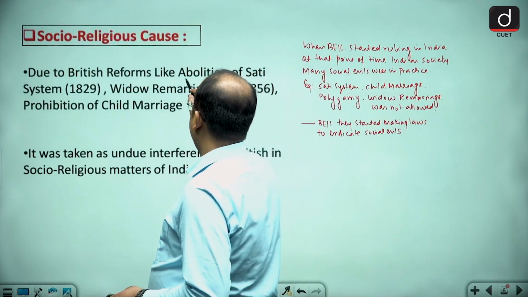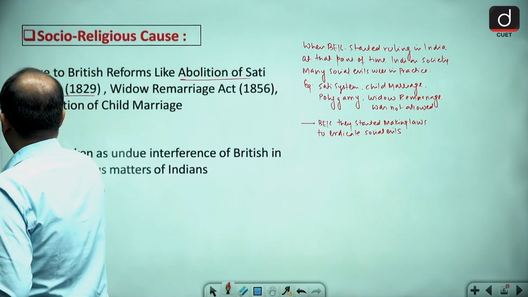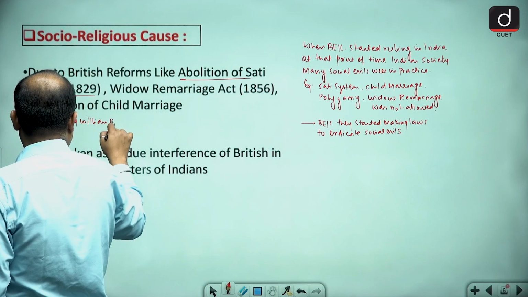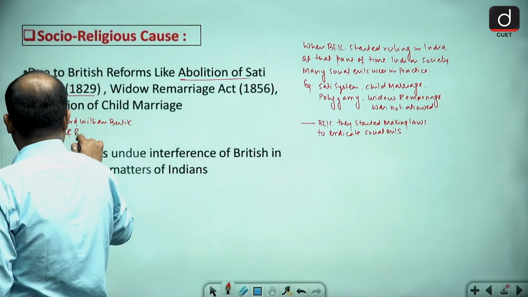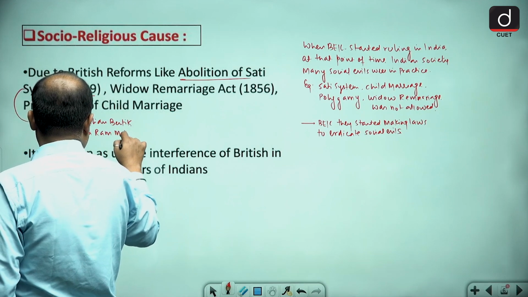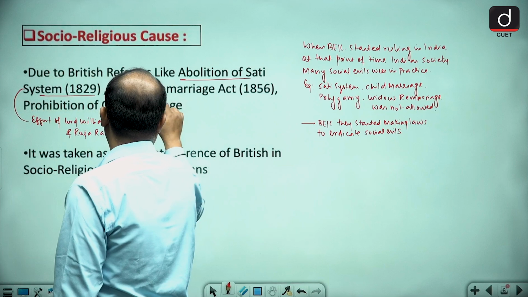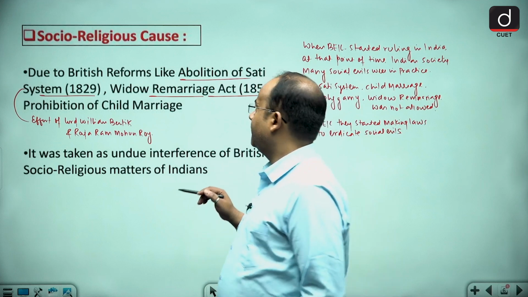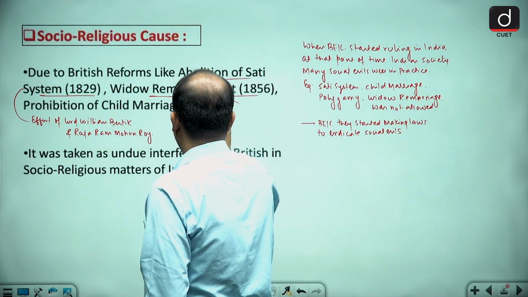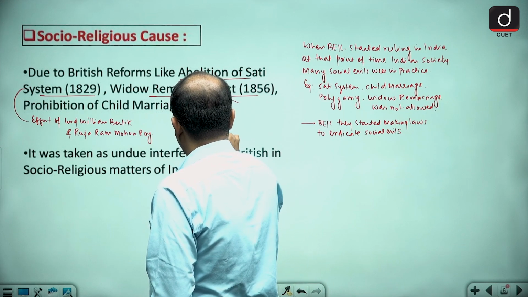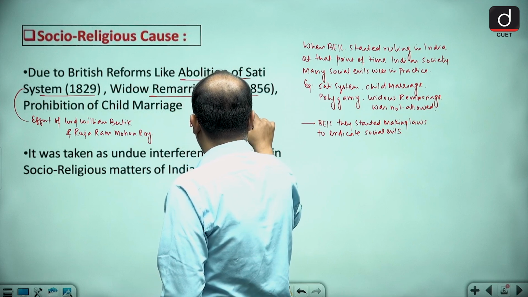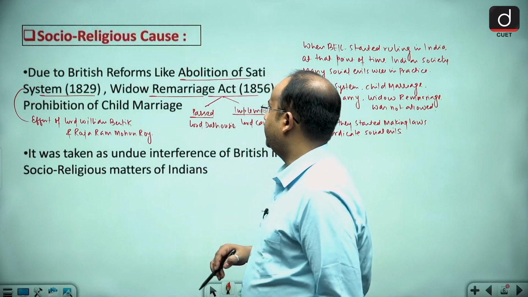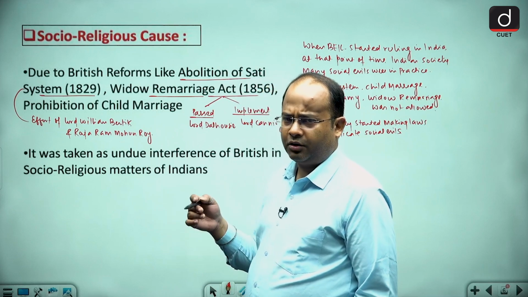Like you will find that the abolition of the sati system started in 1829 with the effort of Lord William Bentinck and Raja Ram Mohan Roy. Then the Widow Remarriage Act was passed in 1856. Whenever we read about the Widow Remarriage Act, two things you should remember. It was passed during the time of Lord Dalhousie and implemented during the time of Lord Canning in 1856, due to the effort of Ishwar Chandra Vidyasagar.